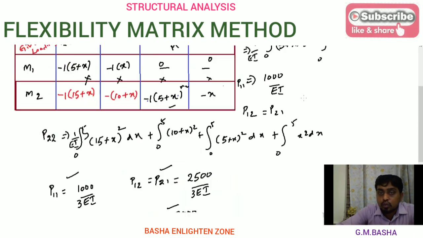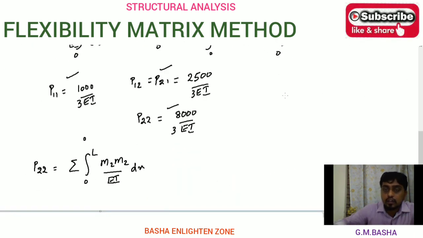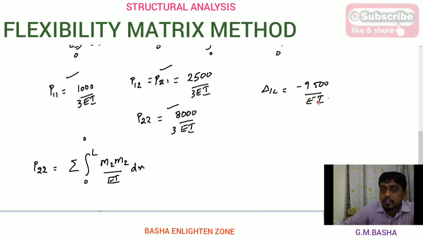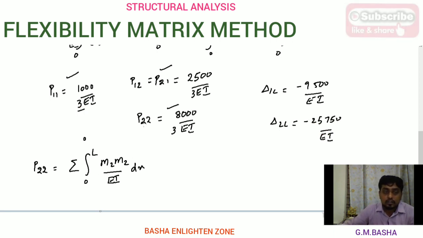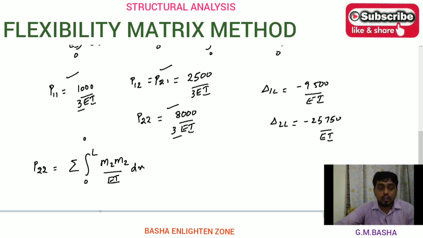For the remaining two things, delta 1L and delta 2L, the delta 1L will be equal to minus 9500 by EI. Similarly, delta 2L will be equal to minus 25750 by EI. Okay, all these are the values, so please make them correct. And again go to the next step.